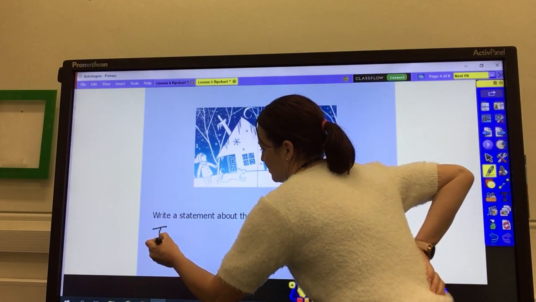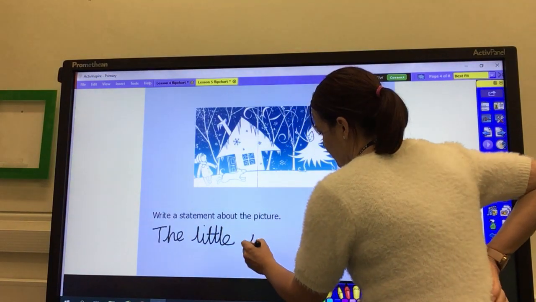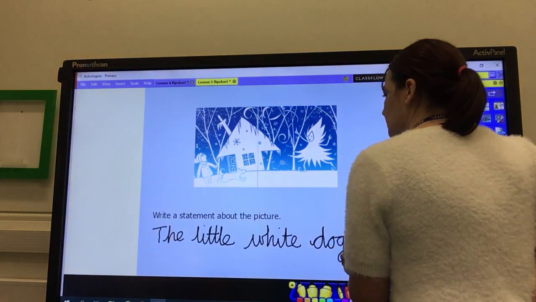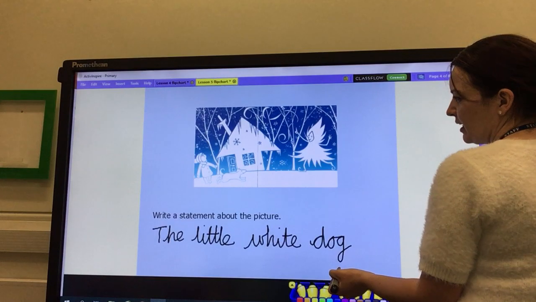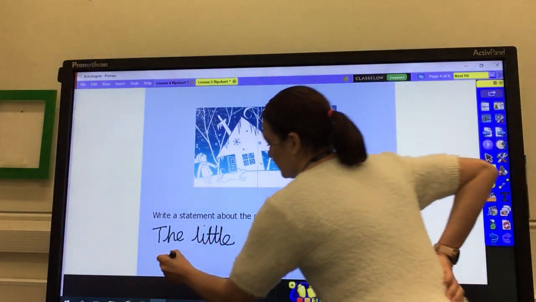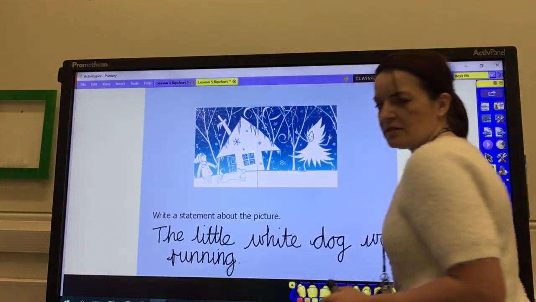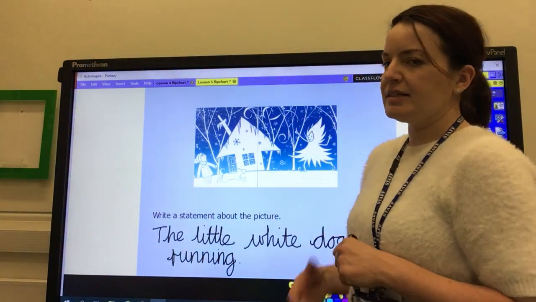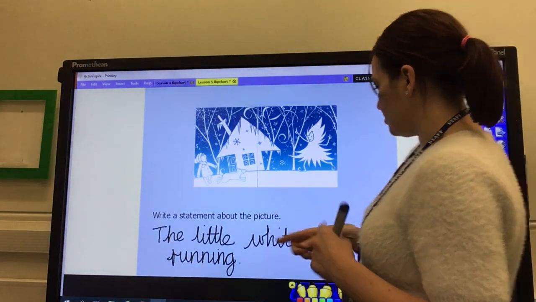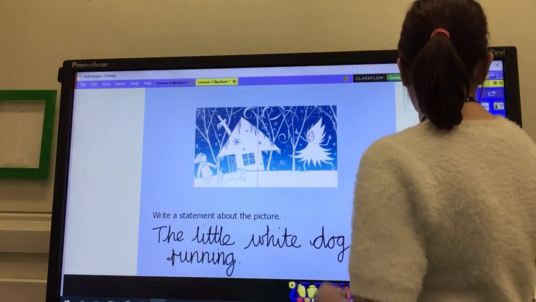So I need to start with a capital letter. The little white dog was running. Full stop. Did you notice I was using think it, say it, write it, read it to make sure my sentence makes sense? So I thought of the sentence in my head, I said it out loud, I wrote it down, now I need to read it. The little white dog was running. I'm happy with that sentence.